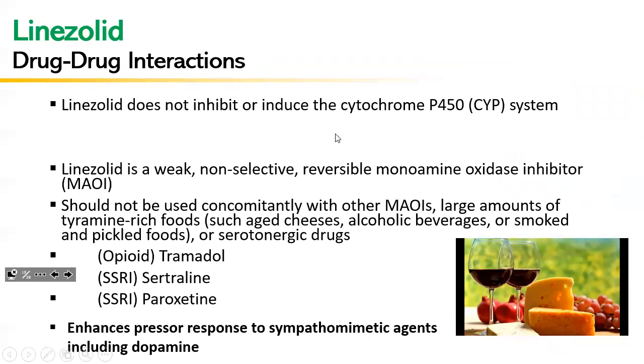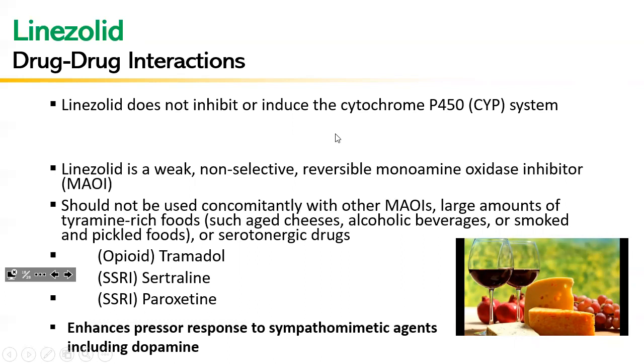Now, those are the drug interactions. Linezolid doesn't affect the P450 cytochrome. So the nature of the drug interactions is far away from the cytochrome enzyme. Now, this is the enzyme, the monoamine oxidase inhibitor. And that explains how it keeps the serotonin unbroken, unmetabolized. So the serotonin level and other neurotransmitters like the dopamine will be elevated.